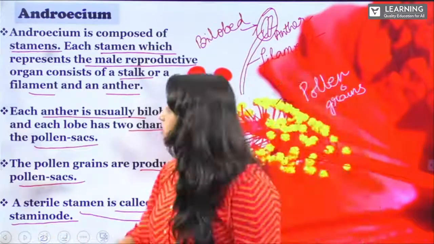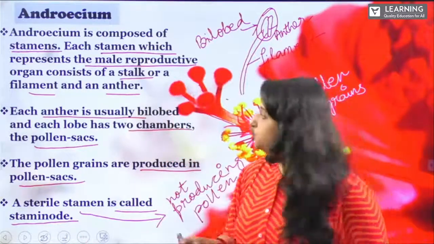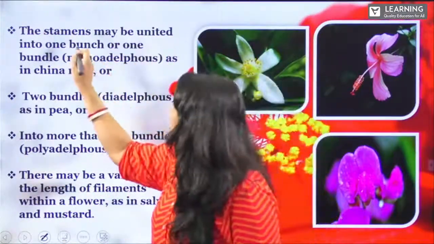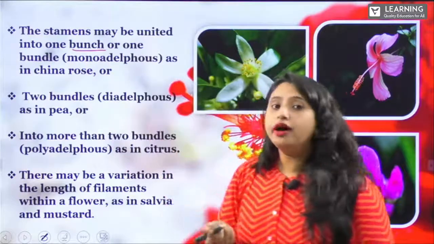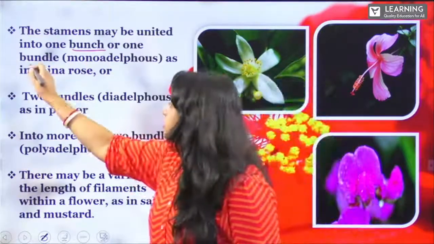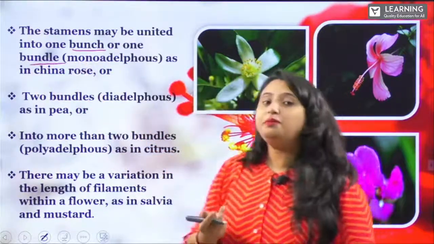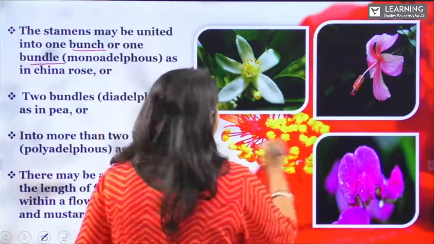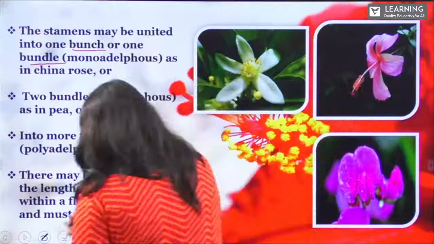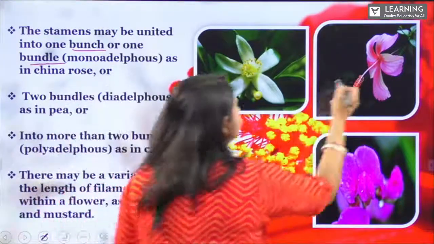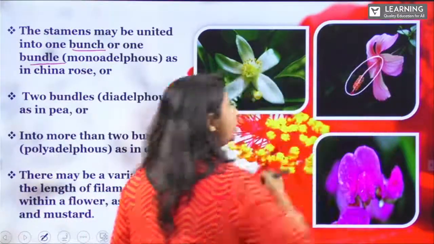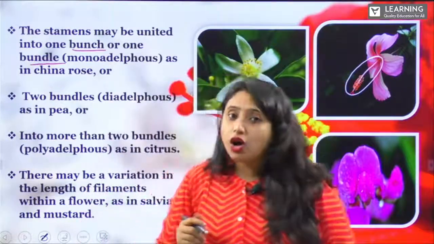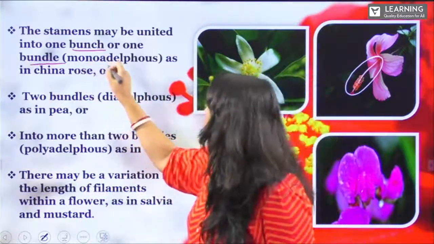Next, some more characteristics of the Androecium: the stamens may be united in one bundle. As you can see here in this picture of China rose, the stamens are united in a single bundle, right? This is called monoadelphous.